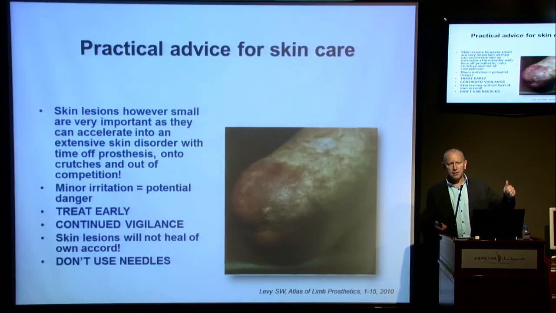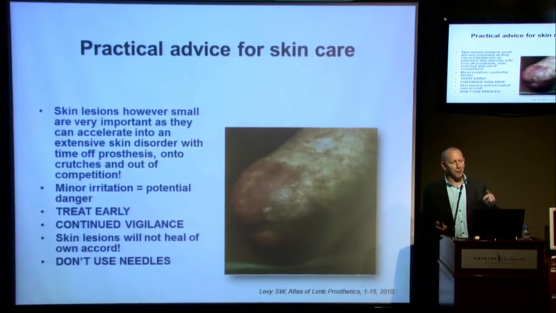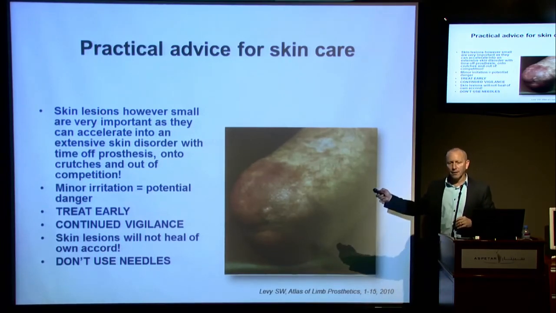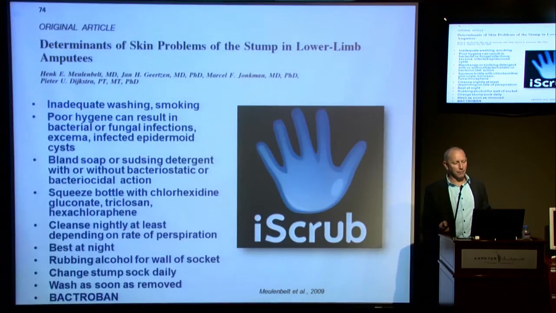So what are the important things? Treat early, continued vigilance, keep watching that stump every day, and know that skin lesions don't heal on their own accord. That wait and watch phenomenon is not good in this setting. We like to treat these early, but most important, what I've learned over the years is don't use needles. My initial instinct was, if there's anything wrong with the skin and they could see any evidence of pus, put in a needle and drain it. This is not the place to do that, because that will be like inducing a stress fracture. I always say that a skin break in somebody who has a stump is like having a stress fracture. It's going to take a long time to heal.